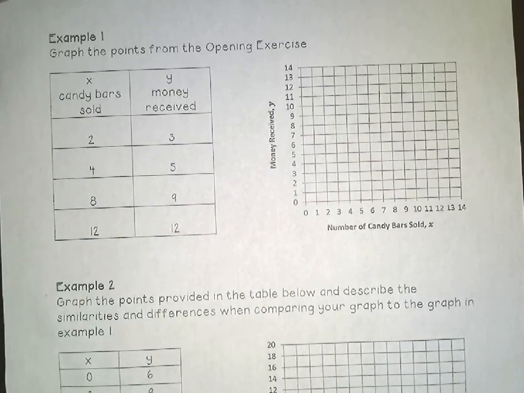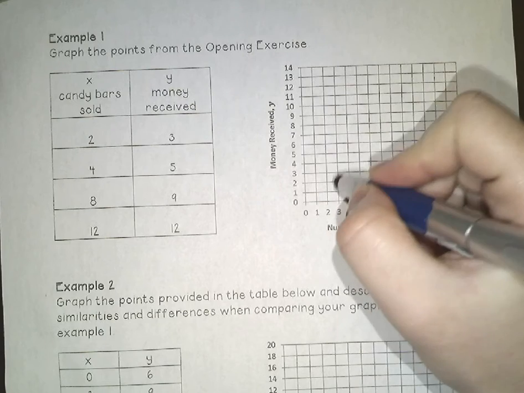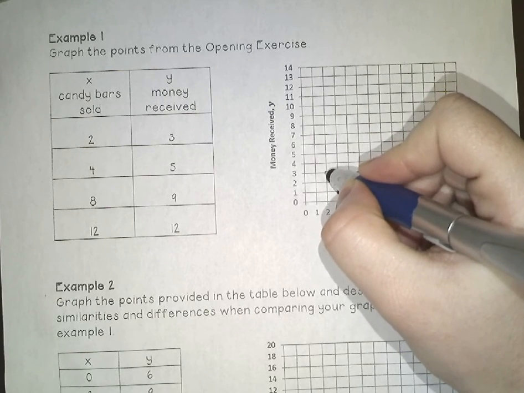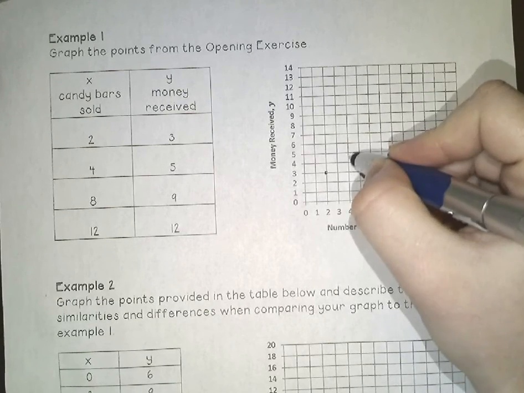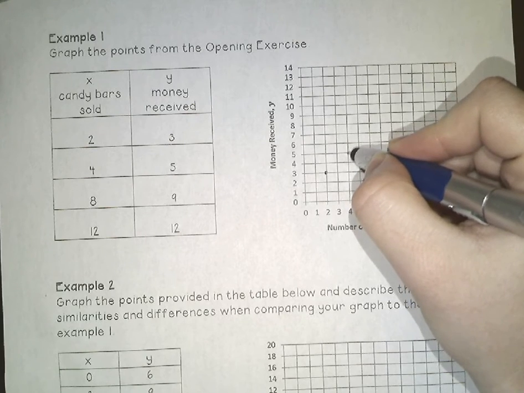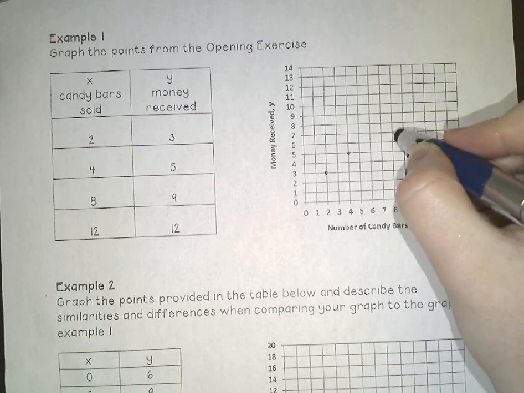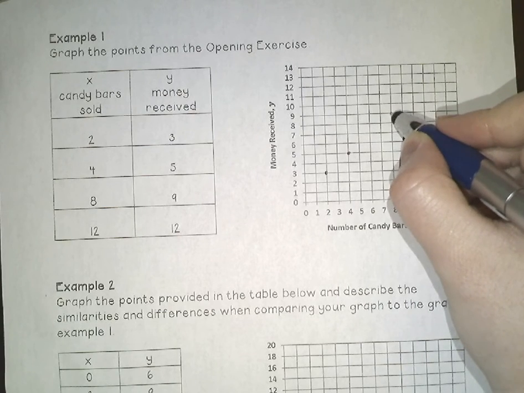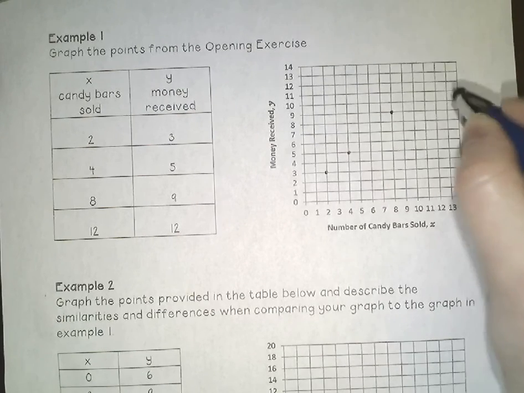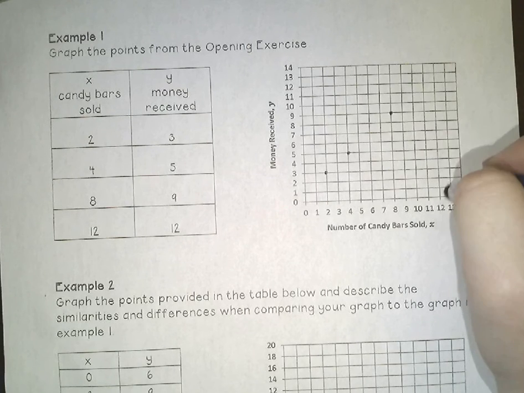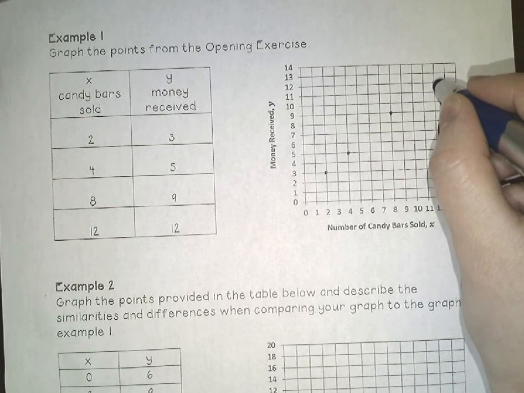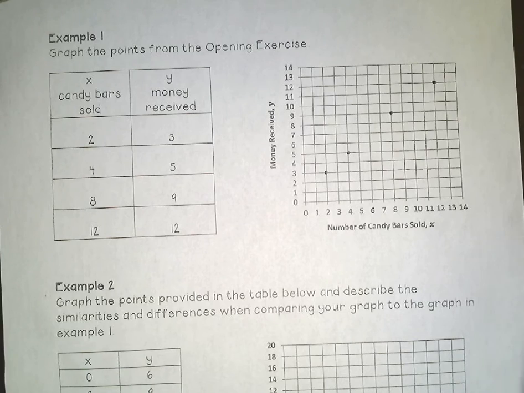Graph the points from the opening exercise. So these are the points here, and let's go ahead and graph them. 2 and 3, 4 and 5, 8 and 9, and 12, 12. Okay.